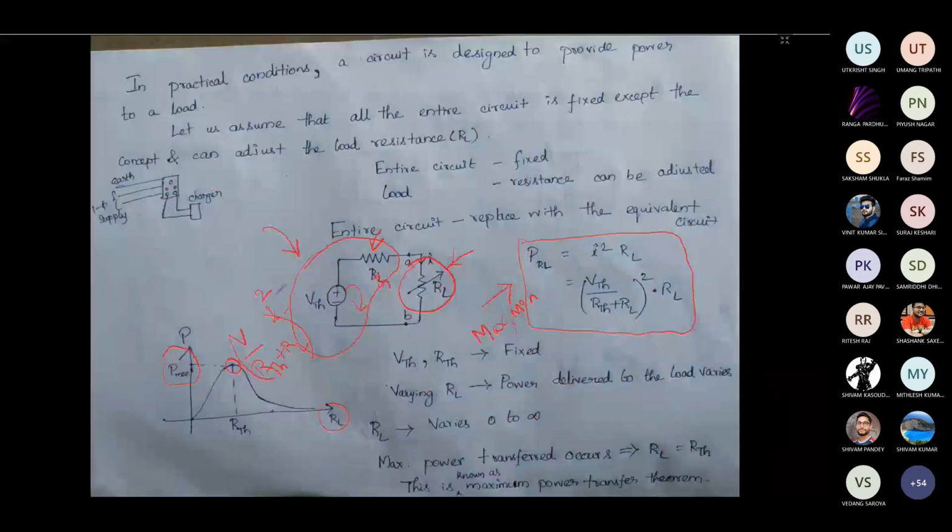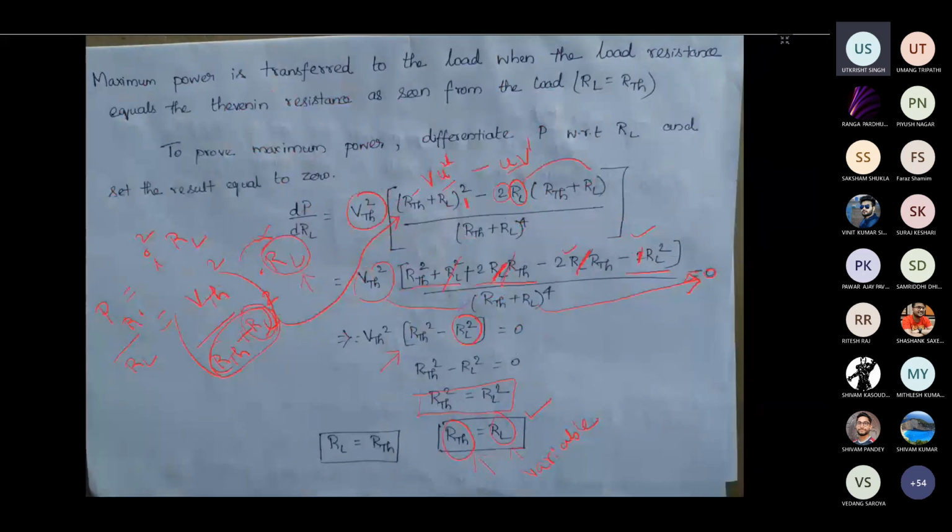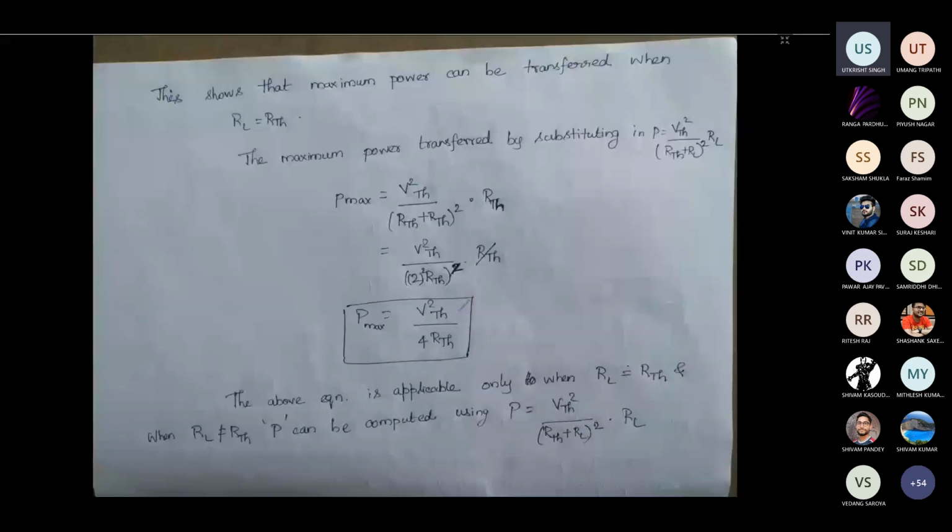Similarly, we will check it with a very simple example. These three cases we have checked, and with these three examples also we understood that only when RL is equal to RTH are we able to transfer maximum power to the load. So the same thing we have obtained using the expressions, using the analytical method. Now, for this condition, we will write the power equation again. Already we have written the power equation as such, this one.